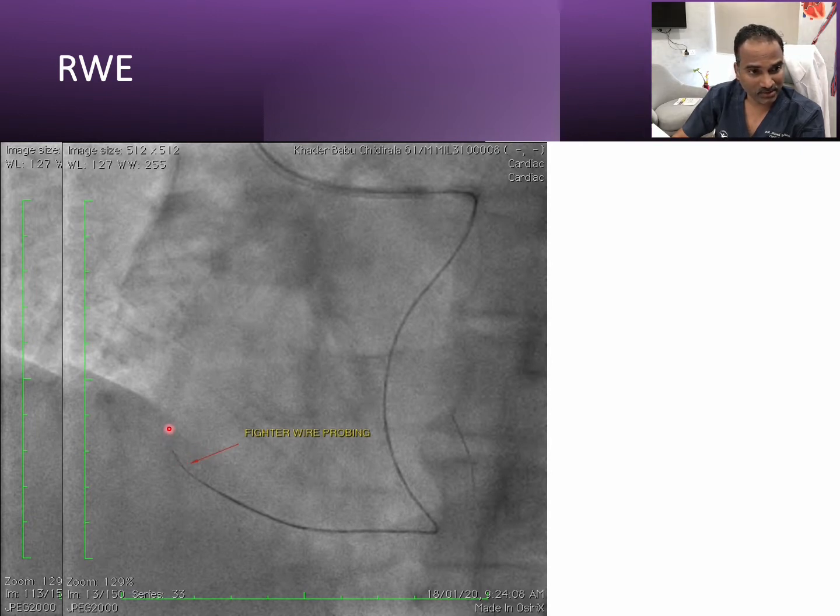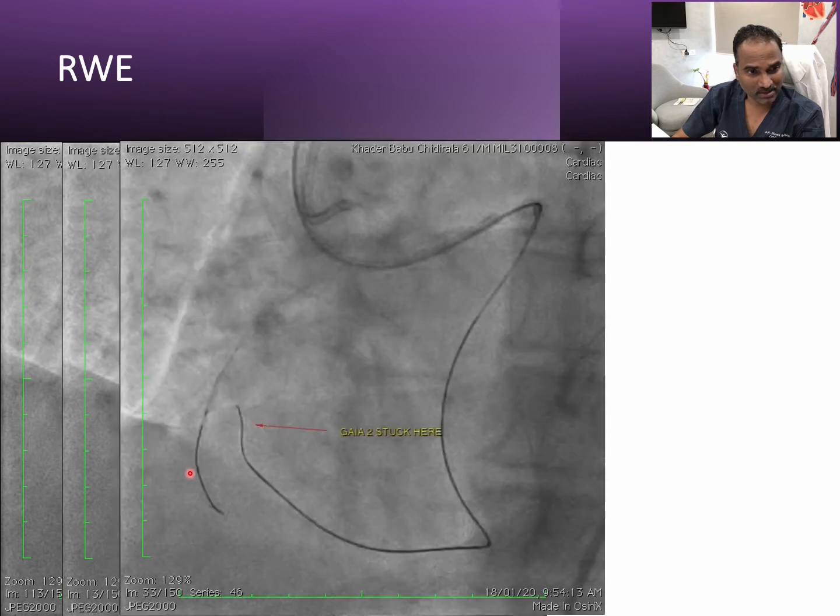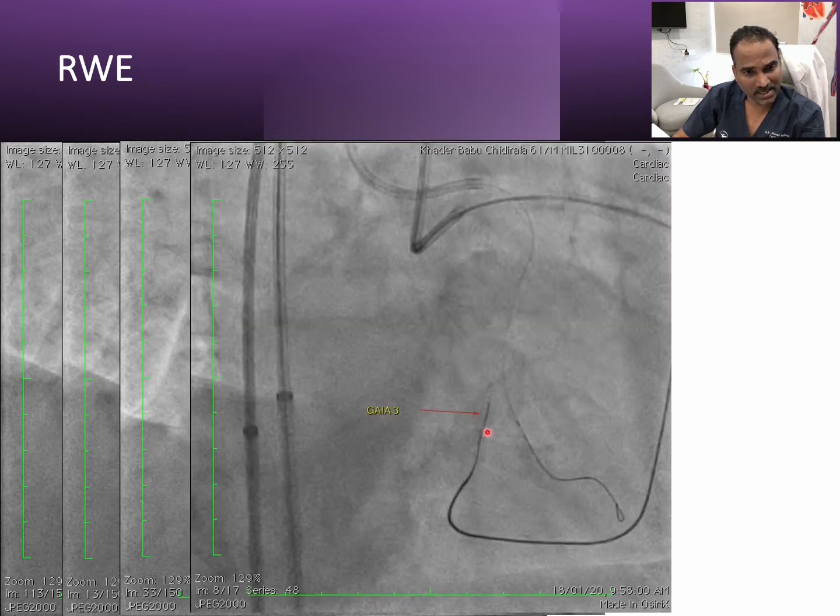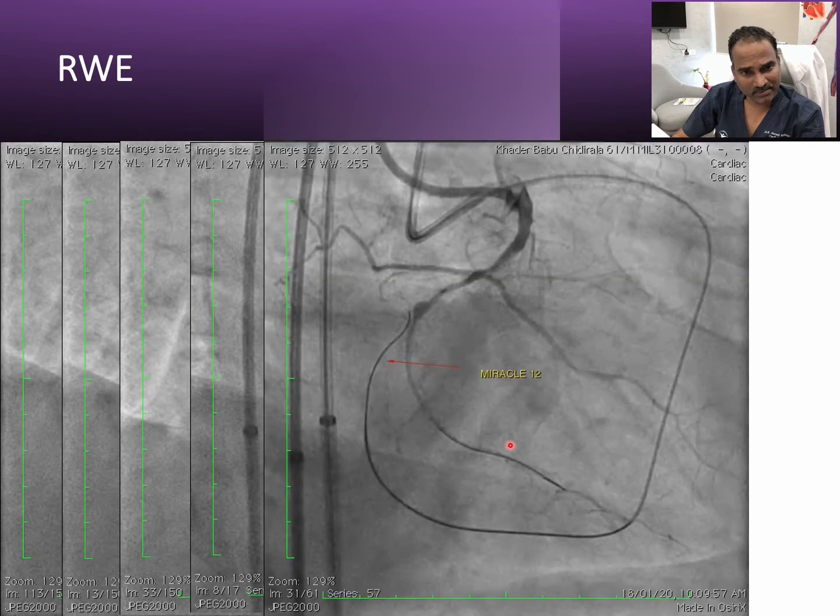Do a Recce to understand the course of the vessel, then escalate your wire to Gaia 2 or Gaia 3, and you follow the Recce wire course with your Gaia 2. And Gaia 2 was stuck here, then escalated to Gaia 3. So again that was also stuck here. So then we escalated to Miracle 12.